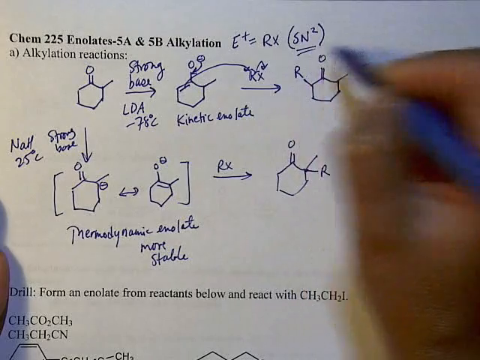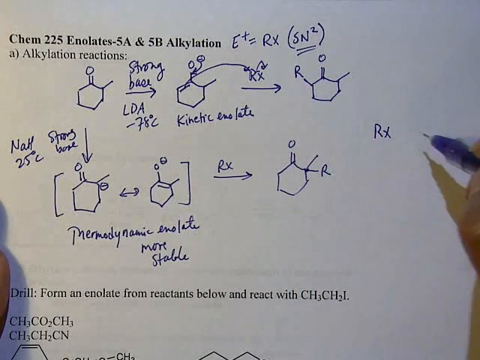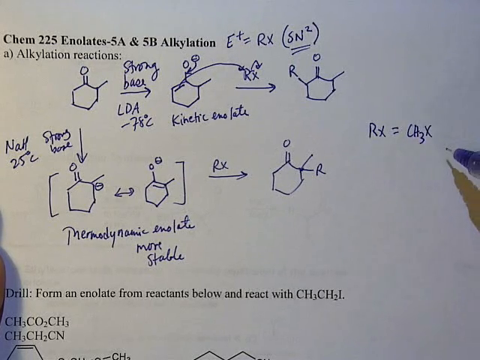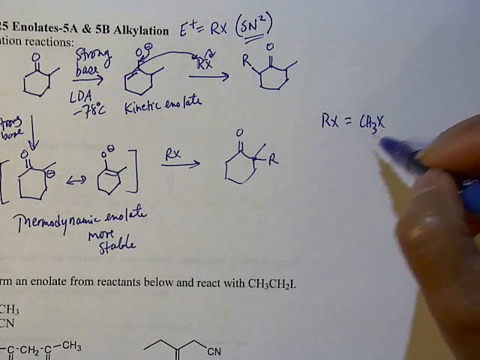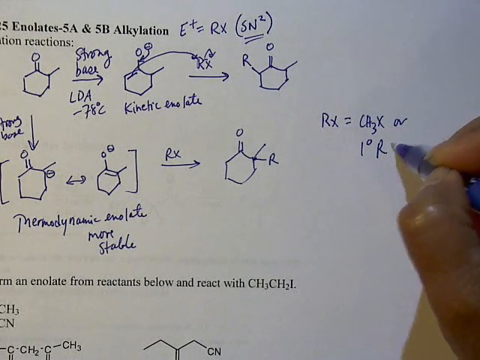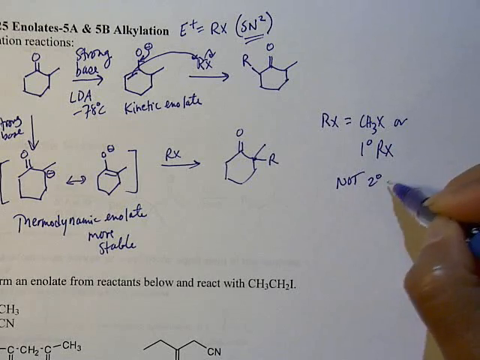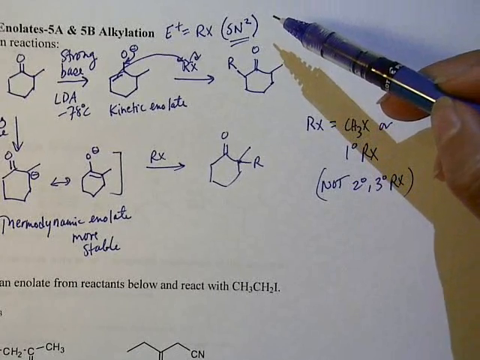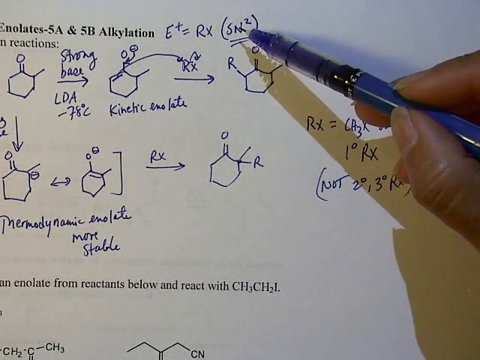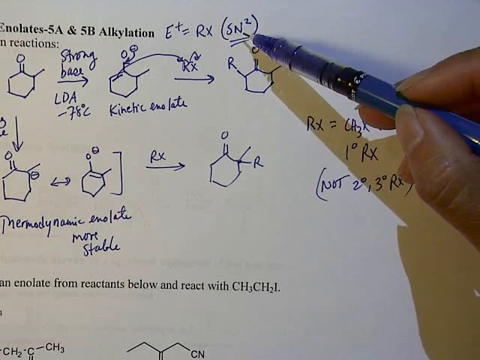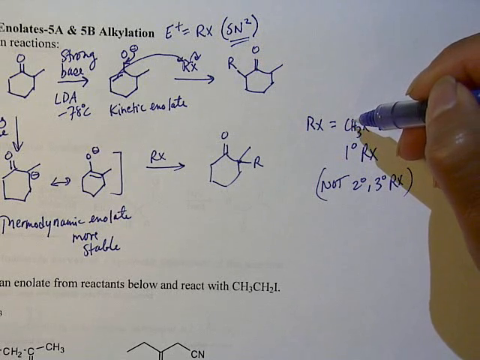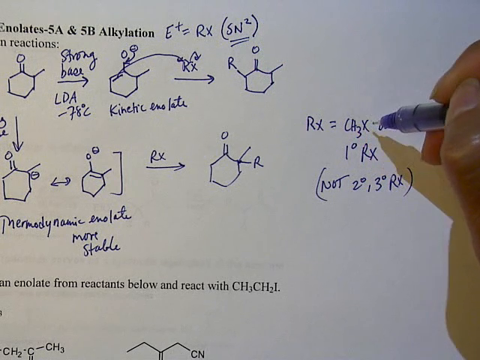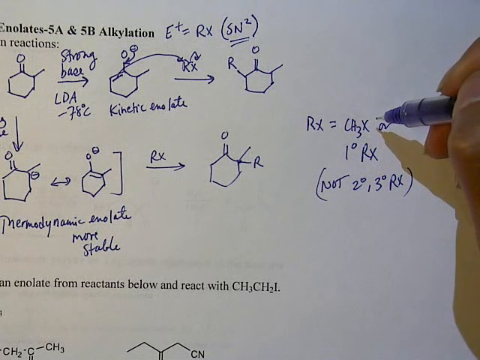So because this is an SN2 reaction, there's a requirement in which, as you know, the RX should be either a methyl halide, which would be very, very small, or primary RX, okay, not secondary or tertiary RX. And the reason for that is because we want to promote substitution reaction in which you have by mechanism SN2, so you want the carbon that the enolate is attacking to be as accessible as possible and make the leaving group leave at the same time.